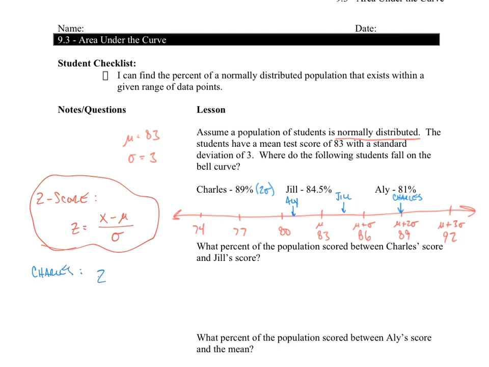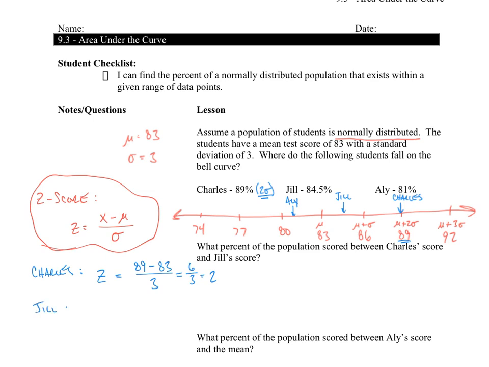So to get Charles's z-score, I'm going to take his number, which is 89. I'm going to subtract the mean, which is 83, and then divide by the standard deviation, which is 3. Since 89 minus 83 is 6, 2 is Charles's z-score, which is exactly what we saw, right? Because he fell exactly on the second standard deviation. So that's what these numbers tell us. So let's do this for Jill and for Allie as well.